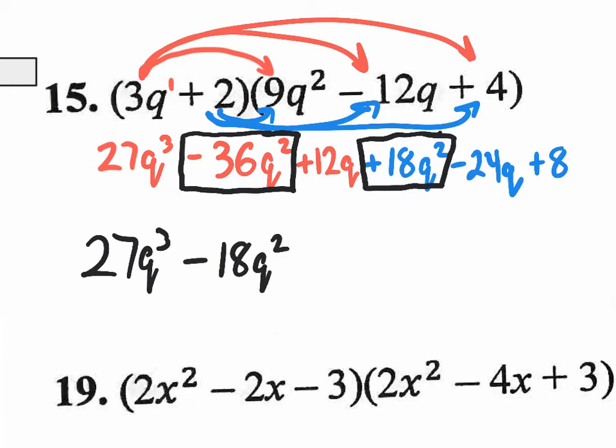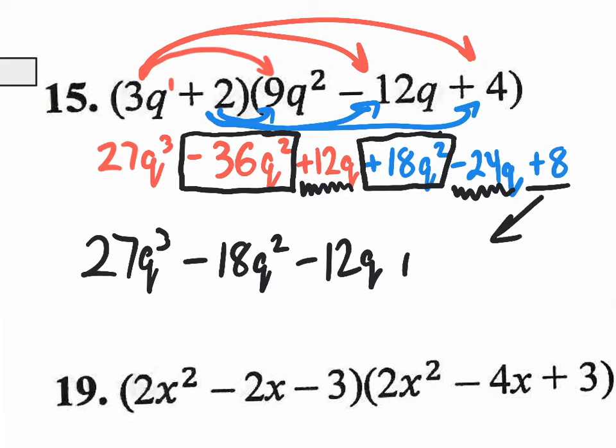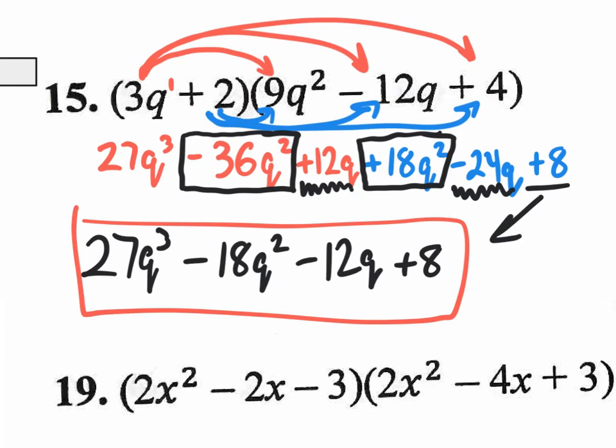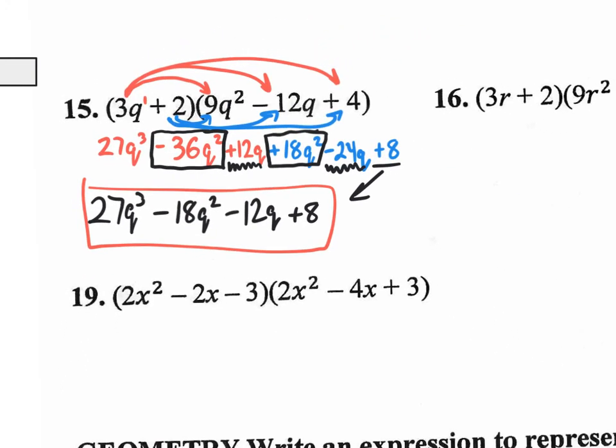Okay, and then I'll use a different symbol, a squiggly underline here. How about a positive 12q and a negative 24q? Negative 12q. That's going to be a negative 12q. That's right. And what else is there to combine? Nothing. There's just this plus 8 left over, so I bring that down, plus 8. And there's my final answer. 27q to the third minus 18q squared minus 12q plus 8. That would be, again, a cubic polynomial if I were to classify it based on the degree and number of terms.